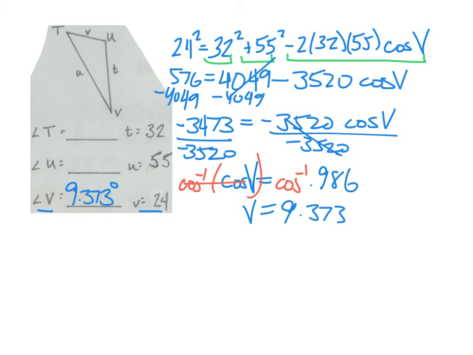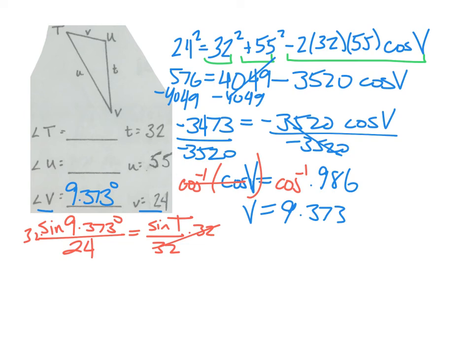So angle V is 9.373 degrees. Now that I have angle V along with side V, we do have that pair that we need, so we can move on to using the law of sines, which is going to say the sine of V divided by the side V will be the same as the sine of, I'm going to go with the next smallest angle, angle T, over side T, 32. To solve this, we'll get rid of this denominator by multiplying both sides by 32. Then we'll have that the sine of T will equal 0.217.